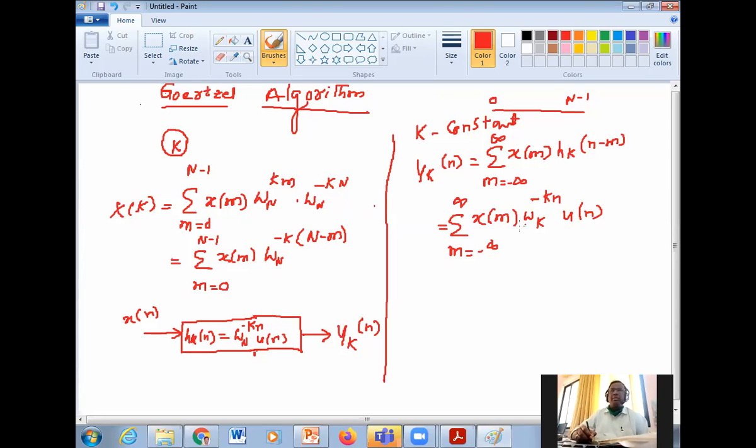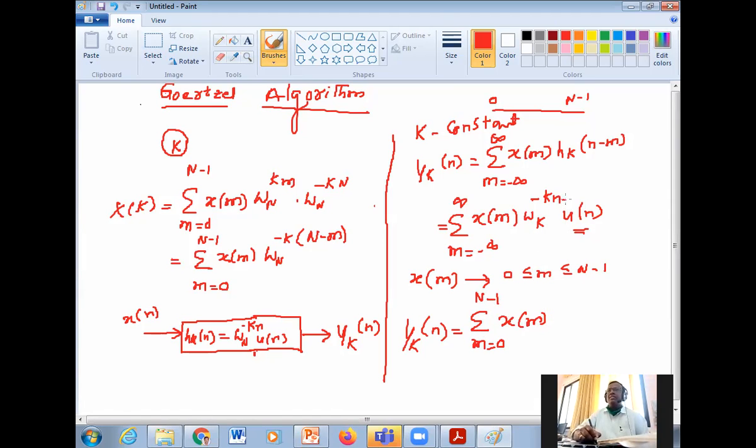And as we have the value of x of m present for the limit 0 less than or equals to m less than or equals to n minus 1, for that purpose we write yk of n equals summation m equals 0 to n minus 1, x of m into, here the value is n minus m, x of m into wn to the power minus k n minus m.